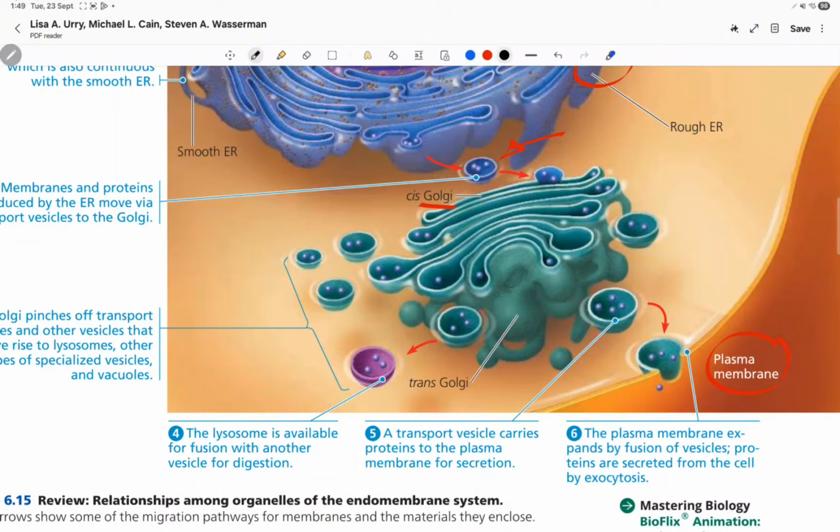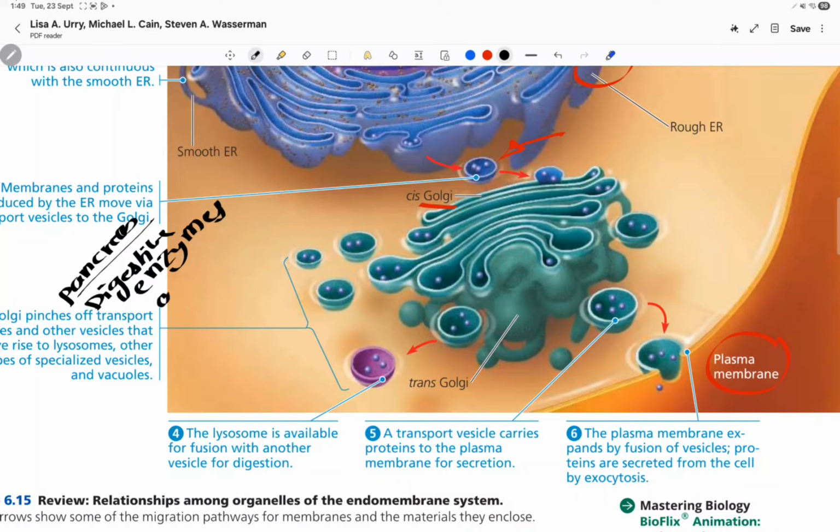For example, the pancreas is responsible for the creation of digestive enzymes. But here's the issue. No digestion takes place in the pancreas. So why does it make them? Because they have to make it all the way to the small intestine. That means they have to leave the pancreas and they have to go to the small intestine.